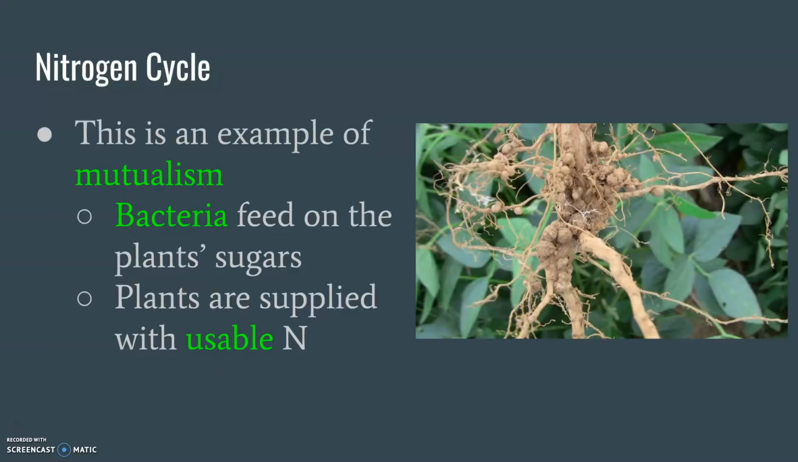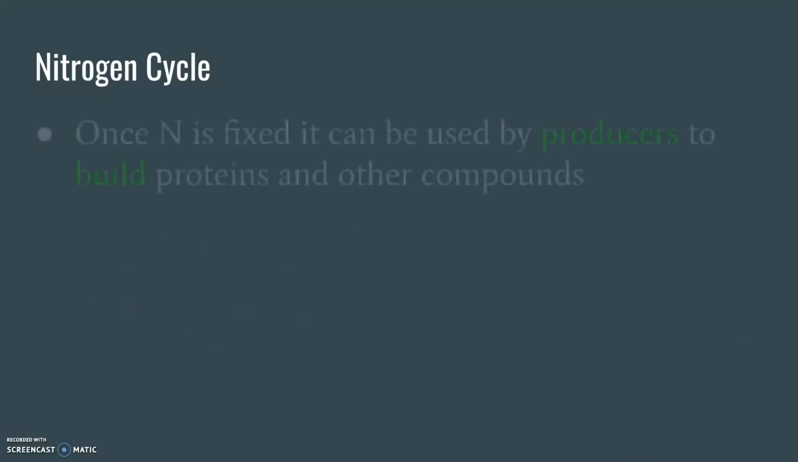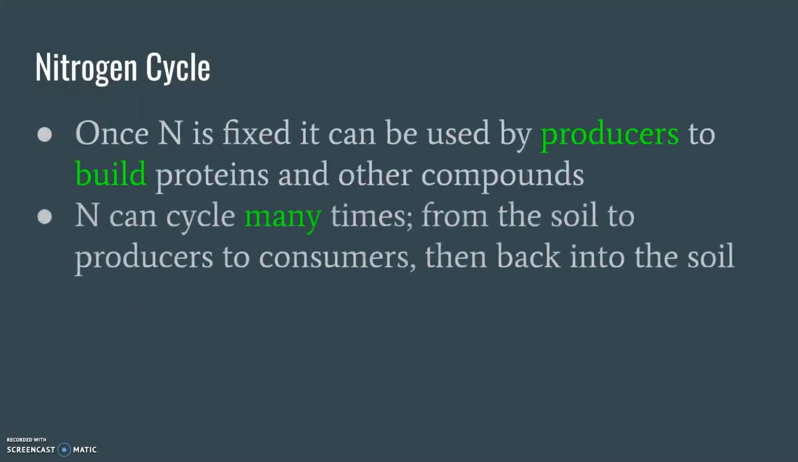And the plant and the bacteria, they look at each other and they go, yeah, that sounds great. They're both benefiting. They're both being happy here because they're both getting something that's benefiting them. So once nitrogen is fixed, it can be used by producers to build proteins. Remember, producers are autotrophs, are plants. So once that nitrogen has been fixed, now the plant can start to use it. It can start to put it into the leaves and into their cells and into the stems.